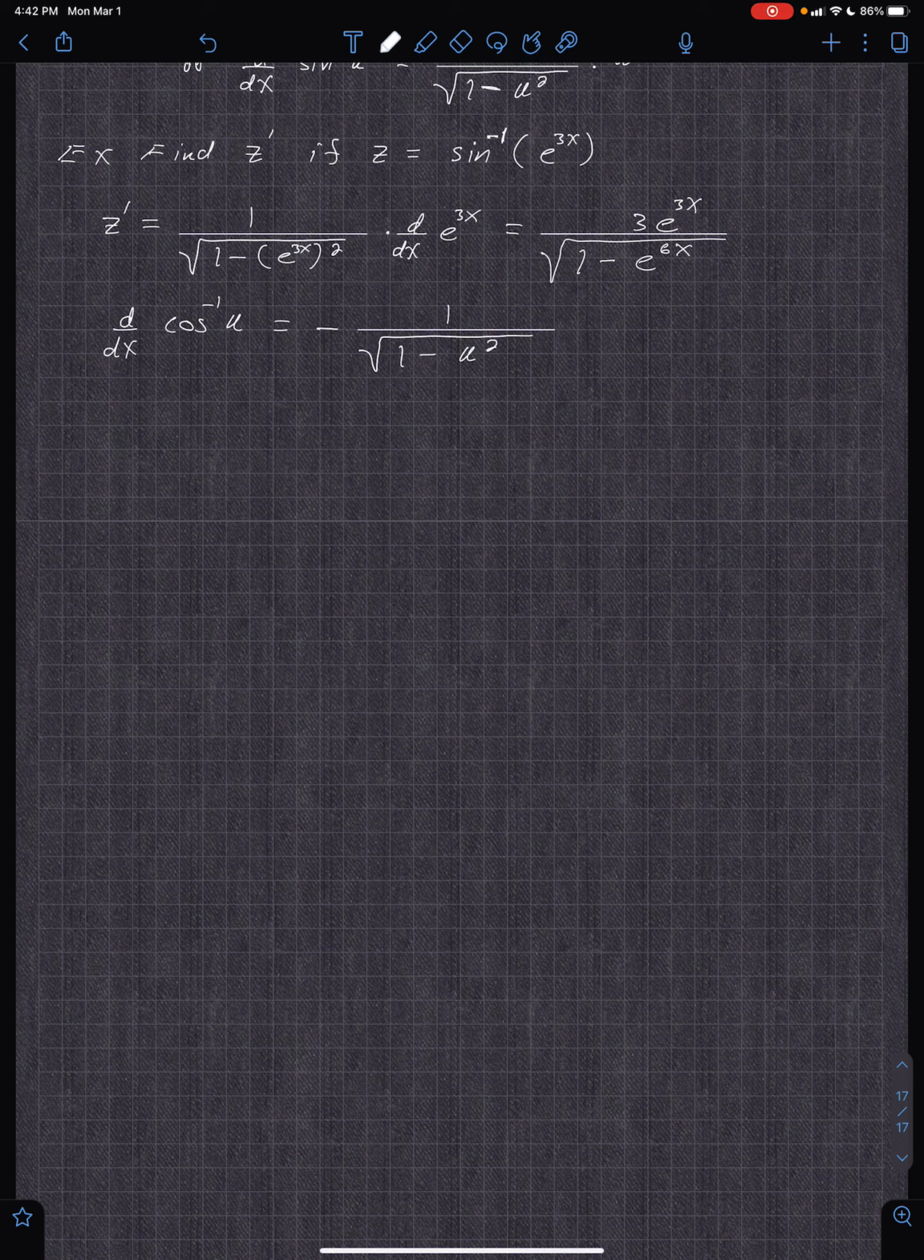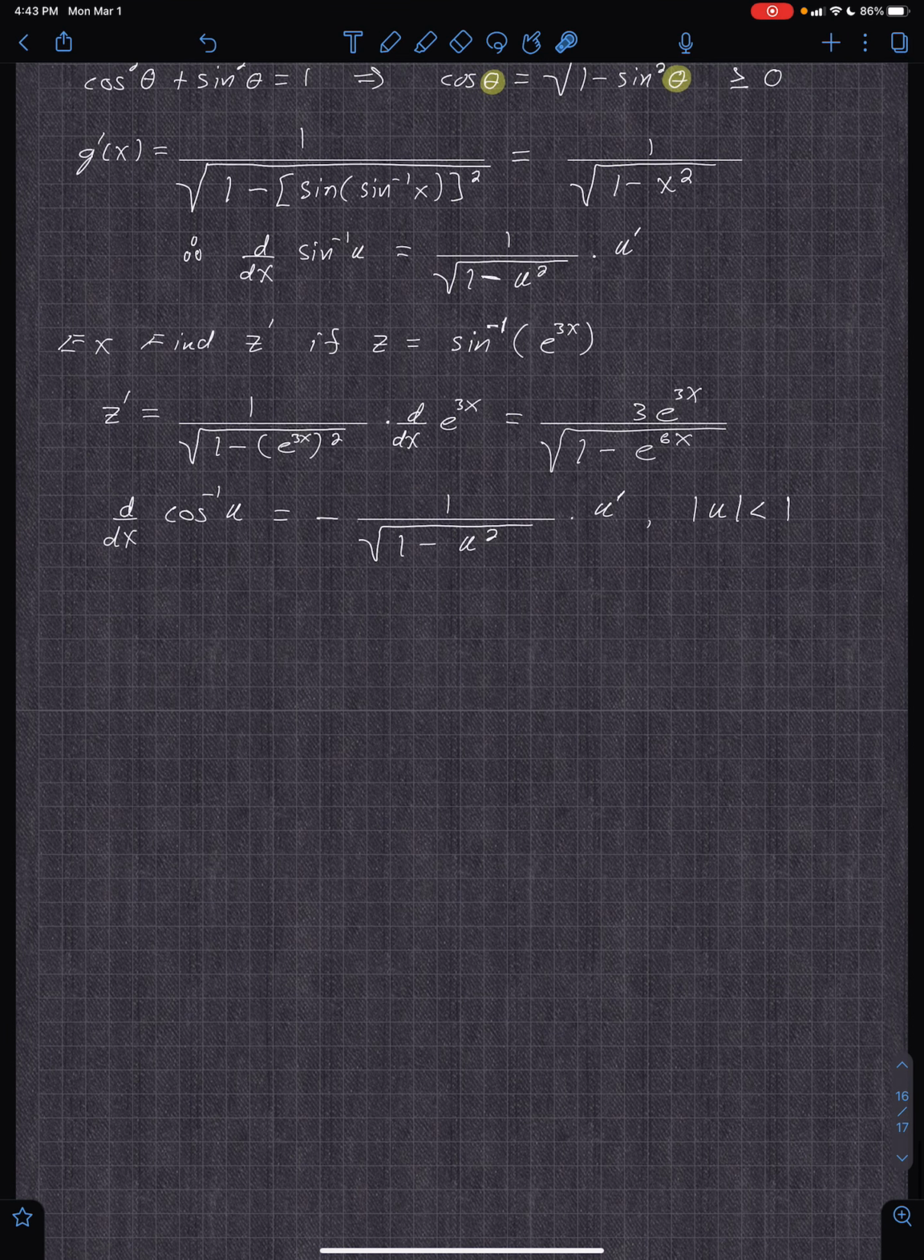Okay. So the derivative of cosine inverse of u is negative 1 over root 1 minus u squared, and then of course times u prime. And this is provided you have the absolute value of u strictly less than 1. So that has to be true. Otherwise, this will be an imaginary number. So you have to have 1 minus this product be greater than 0, so the product has to be less than 1.